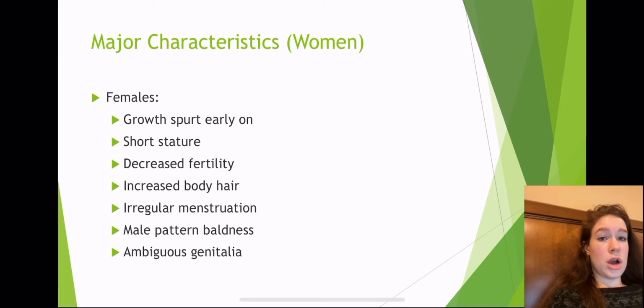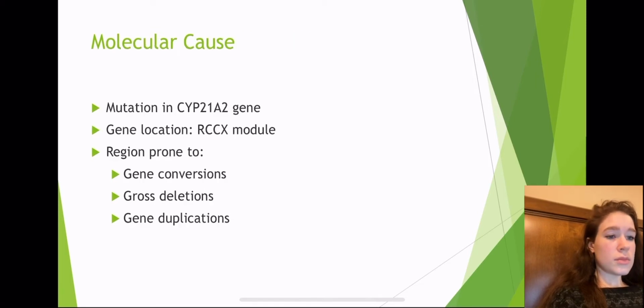For the molecular cause, congenital adrenal hyperplasia 21 hydroxylase deficiency is caused by a mutation in the CYP21A2 gene. This is part of the cytochrome P450 family of enzymes. This gene is located on the RCCX module, which is a region in the chromosome that is prone to recombination, which can result in rearrangements such as gross deletions, gene conversions, and gene duplications.